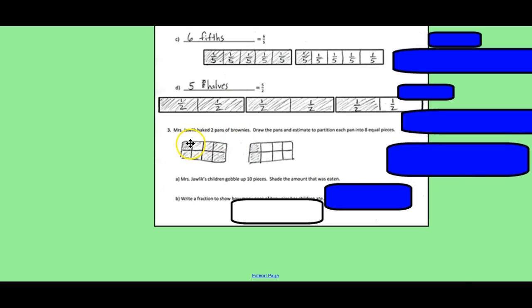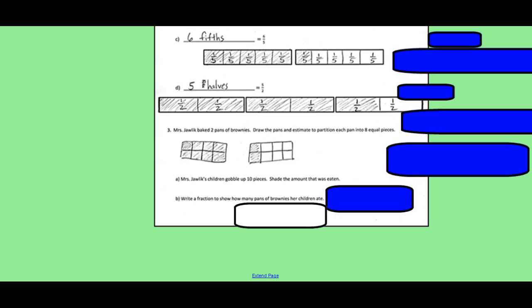Okay, so you could have had a long rectangle that had 8 parts, or you could have had your rectangle look like this where you had 4 on the top and 4 on the bottom. Either one would have been correct. Part A says Mrs. Jollick's children gobbled up 10 pieces, so that's why we need to shade in all 8 of these pieces and then 2 pieces out of the second pan of brownies, because that shows that we have 8 and 2, and we know that 8 and 2 make up 10.